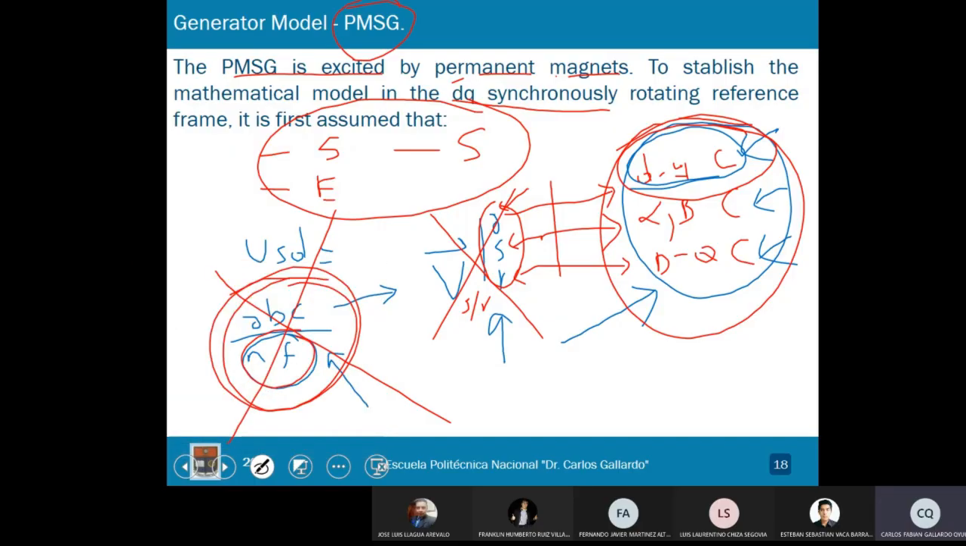Because if I have the equations, I am splitting up here. But if you have the equations, for instance, on the synchronous reference frame, you can go back and have the state vector representation. And later on, if you have the state vector representation, you can go to the natural reference frame. It's the same.